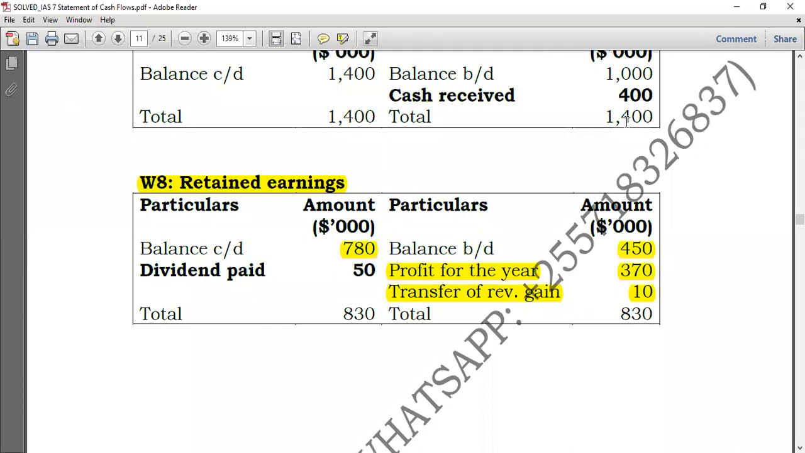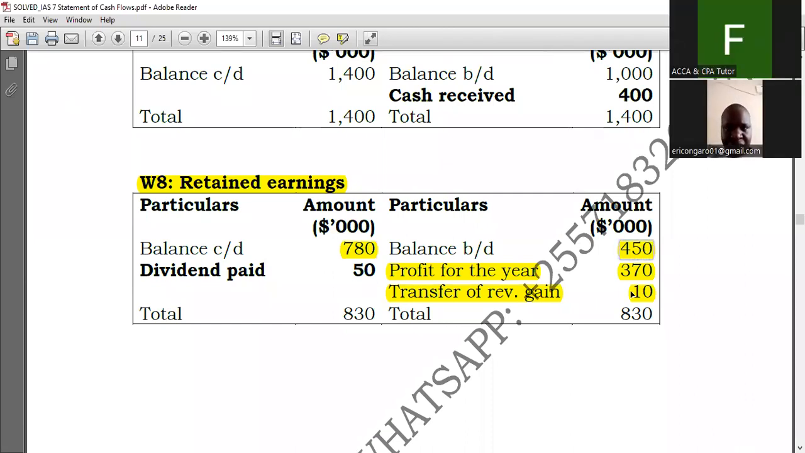You have dealt with all additional information, so you can close off your accounts, which you have already prepared. So I just come here and say, the total on the credit side is here, 450 plus 370, right?